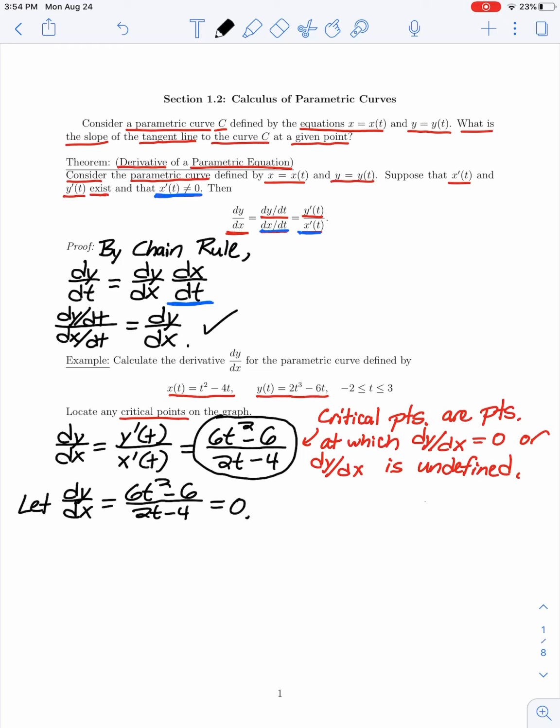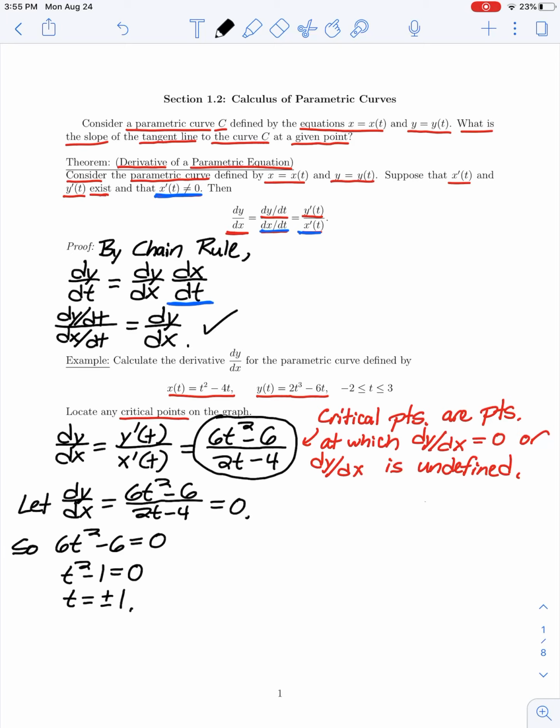Now, the only way that a fraction can be equal to 0 is if our numerator is 0. Or in other words, we can multiply both sides through by the denominator, 2t minus 4, and we have 6t squared minus 6 is 0. Or dividing through by 6, we have t squared minus 1 is 0. So t squared is 1, and t would be plus or minus 1.